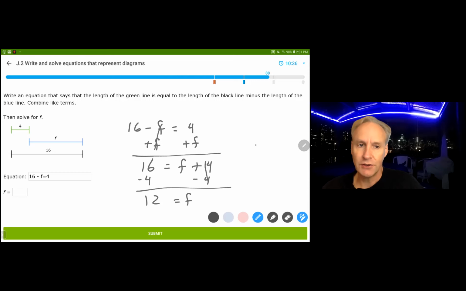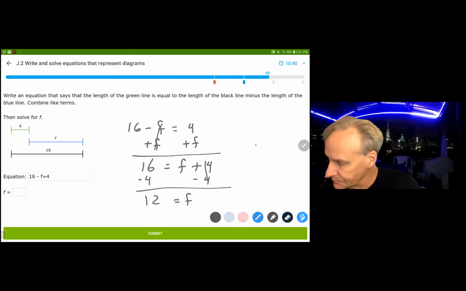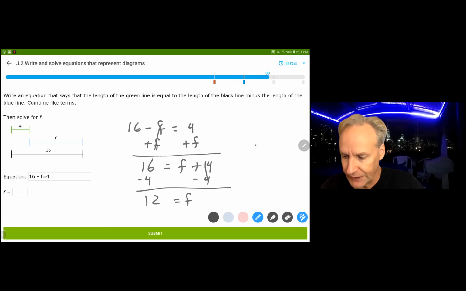Another thing you could do, and I see this on occasion, I think I'll write it over here. We could rewrite this f plus 4 equals 16. Hopefully everybody can see that that's not the same as the equation that we wrote because they wanted me to do a subtraction in this one. But f plus 4 is equal to 16.